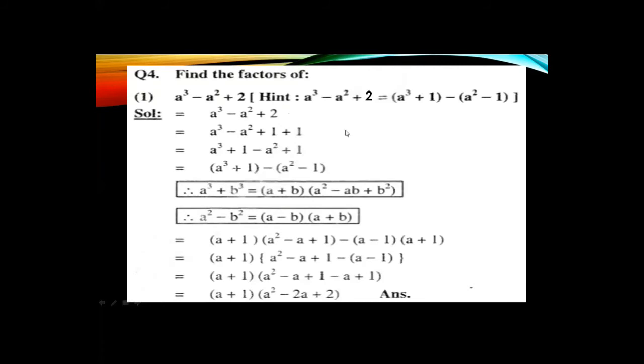Now move towards the next question, that is a cube minus a square plus 2. Now again, this is a very important question because mostly this question comes in the paper frequently, and in the book the hint is there, but in the paper there is no hint given for the solution. The hint is that a cube minus a square plus 2, and this plus 2 is further factorized into plus 1 plus 1, a cube plus 1 minus a square minus 1. By using this hint, we're going to start the solution of this question.